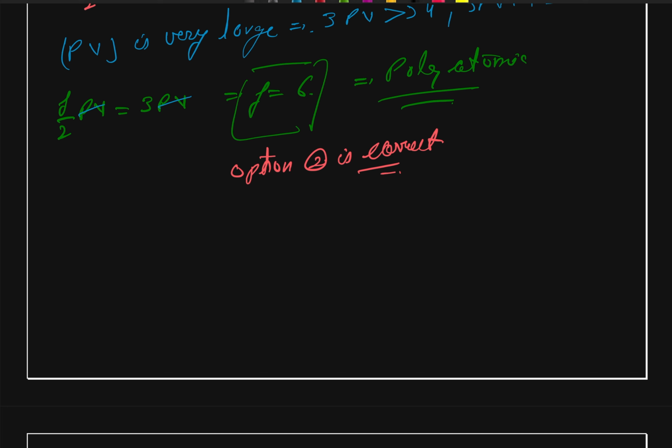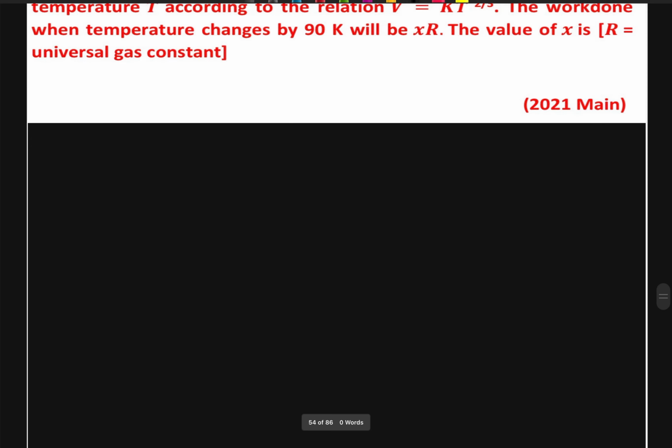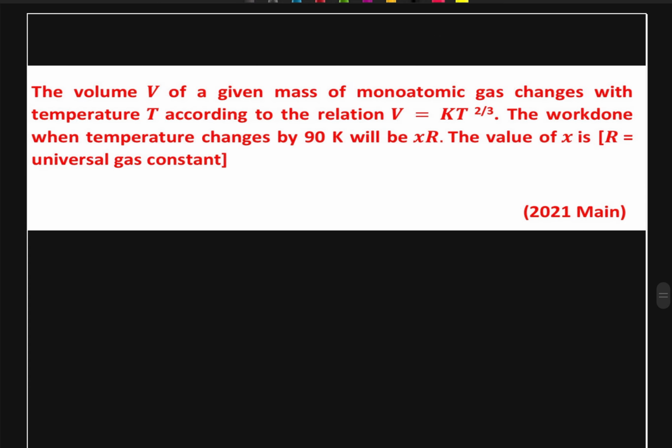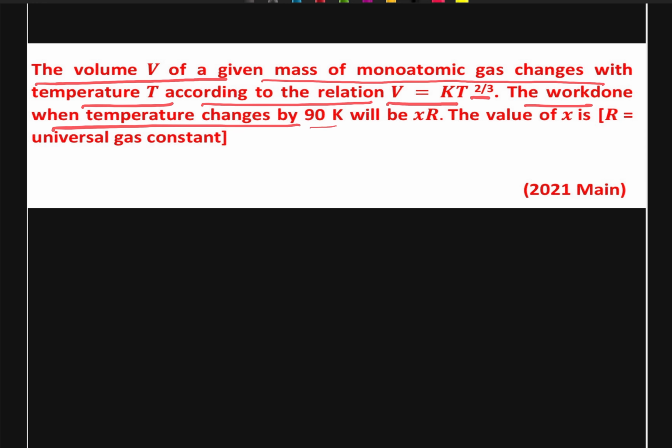Next question. It states that the volume V of a given mass of monatomic gas changes with temperature T according to the relation V is equal to K T raised to power 2 by 3. The work done when the temperature changes by 90 Kelvin will be X times R. The value of X is? So once again we are talking about the work done, and the gas here is given as monatomic.